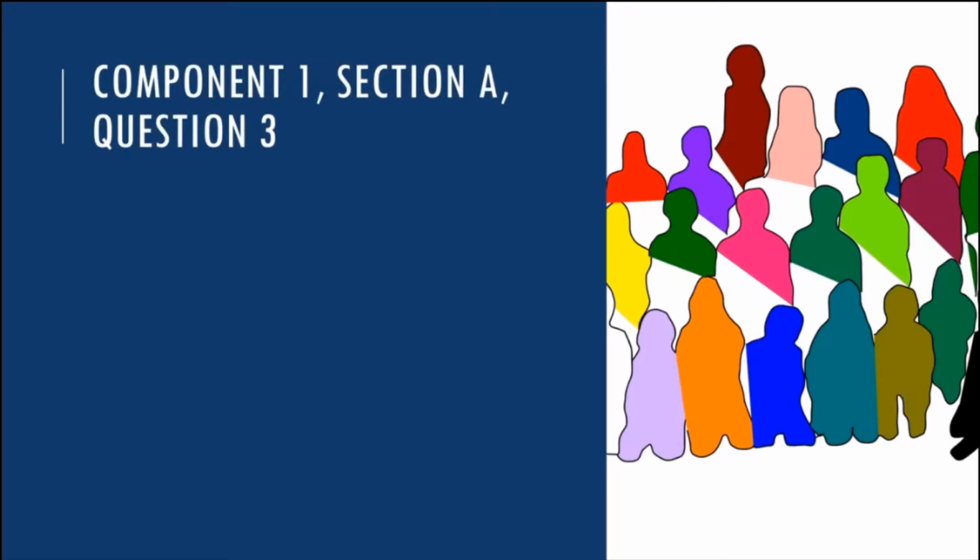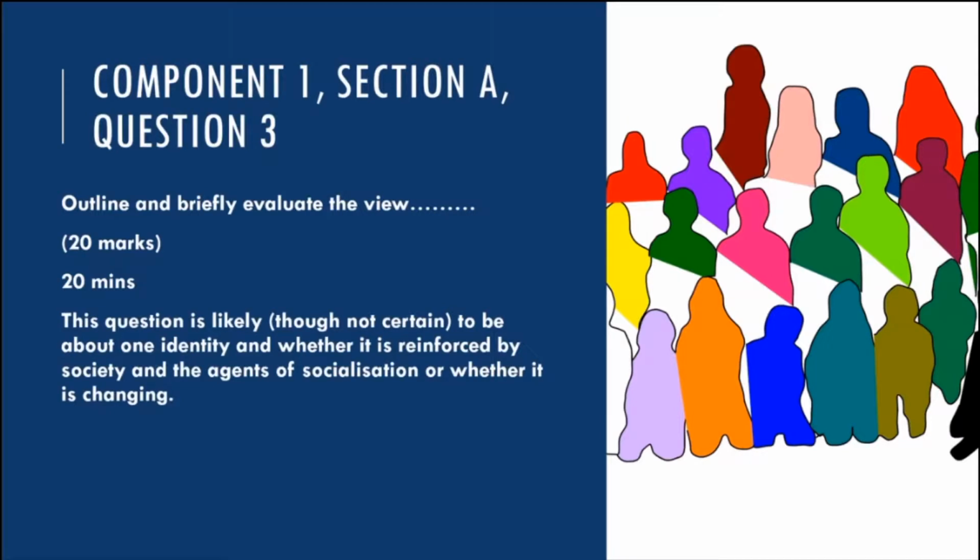So what does this question ask? It asks you to outline and briefly evaluate the view. It's worth 20 marks and you should spend about 20 minutes on it in your exam. The question is likely, although not definitely, to be about one identity. So by identity we mean ethnicity, class, gender and so on. And it will be asking you whether this identity is reinforced by society and reinforced by the agents of socialisation, or whether it's changing.